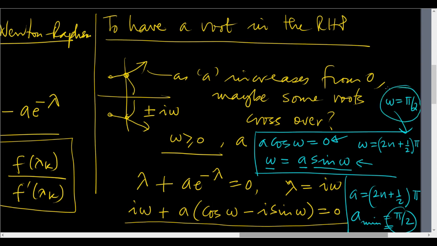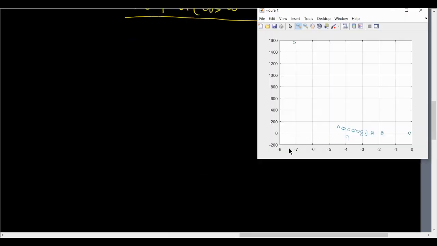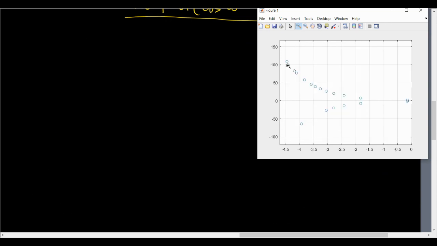Clear so far? Very good. Let's look at large roots. As we have noted here, there are some large roots. These roots have large negative real parts. It may seem like a small thing on the graph. Look at the scale. In the scale, what is happening is this root is quite large.